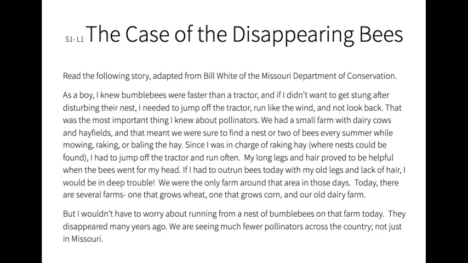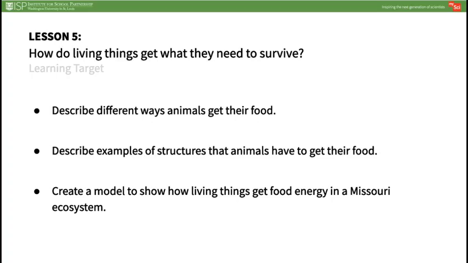By the end of this lesson, students will describe different ways animals get their food, describe examples of structures animals have to get their food, and create a model to show how living things get food energy in a Missouri ecosystem.